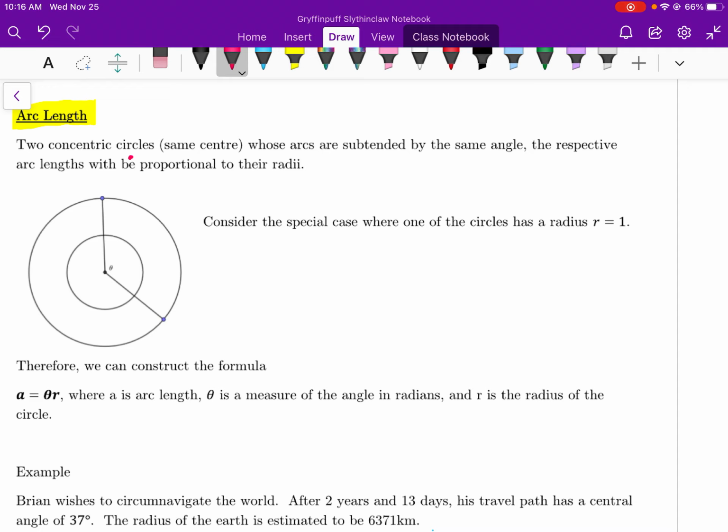Two concentric circles, that is the same center, concentric, whose arcs are subtended by the same angle. So my diagram here is there's an arc that is subtended by theta. Here's another arc subtended by theta. The respective lengths of their arcs, the length of the blue and of the yellow, will be proportional to the radii of the circles, which I will draw again in yellow and in blue.